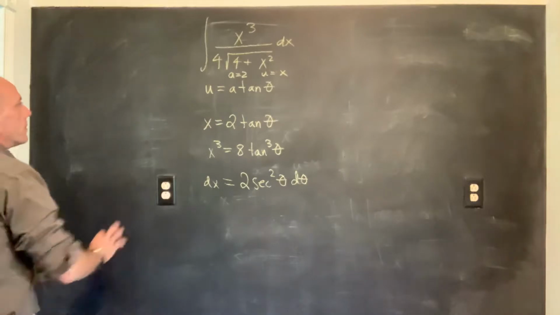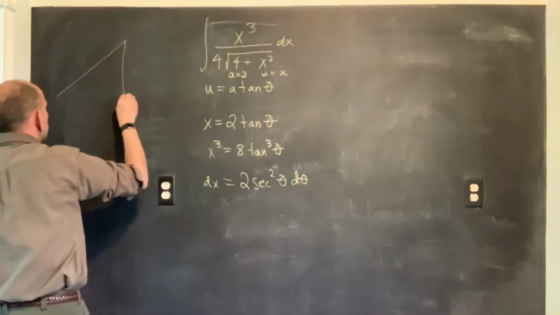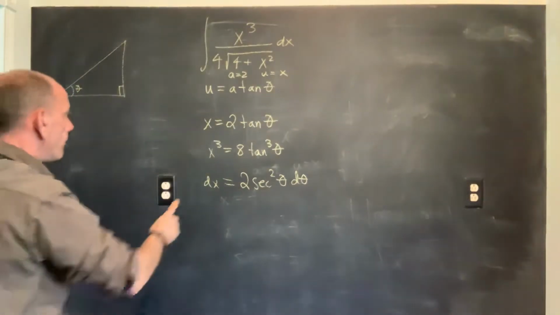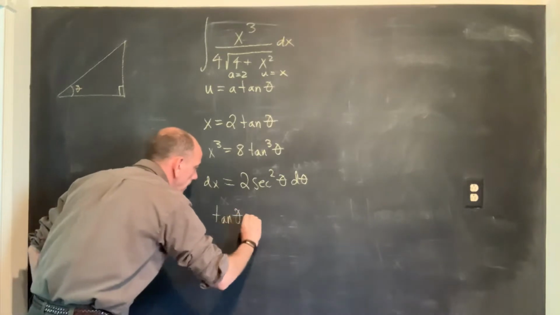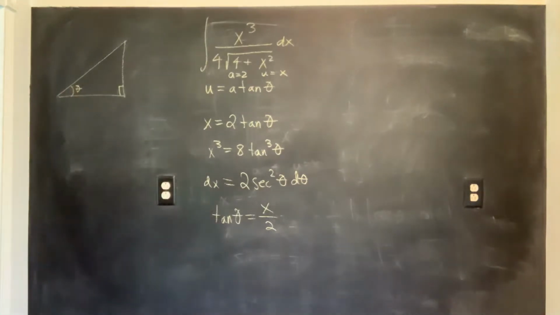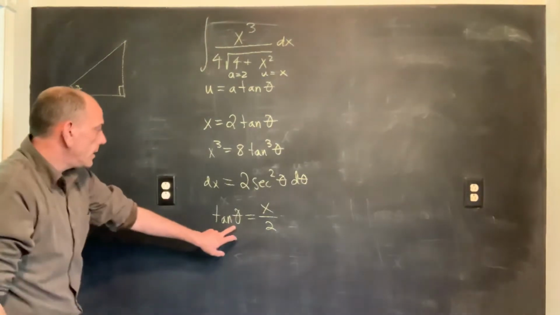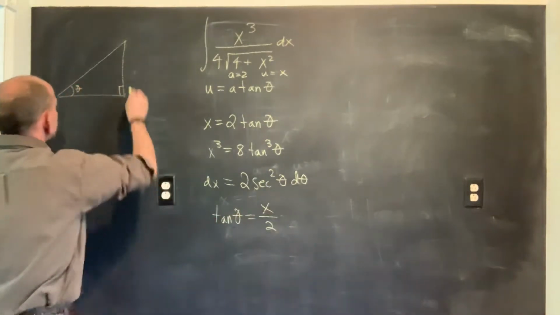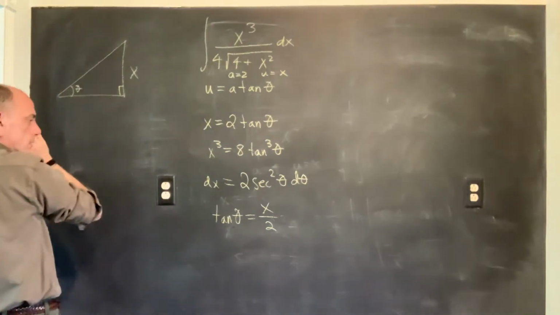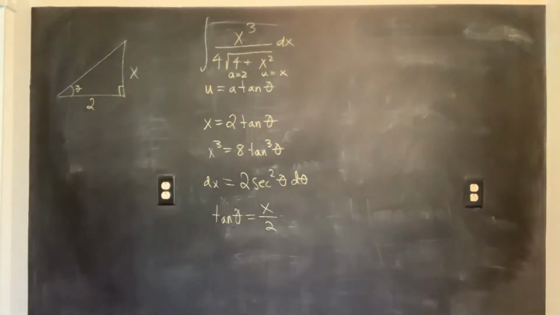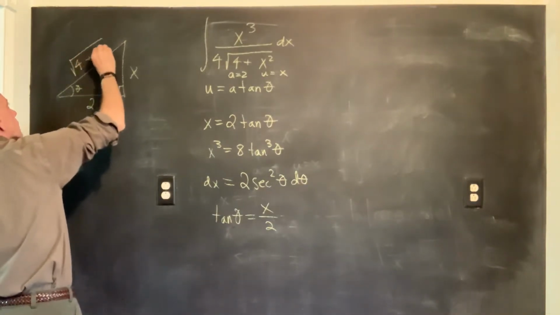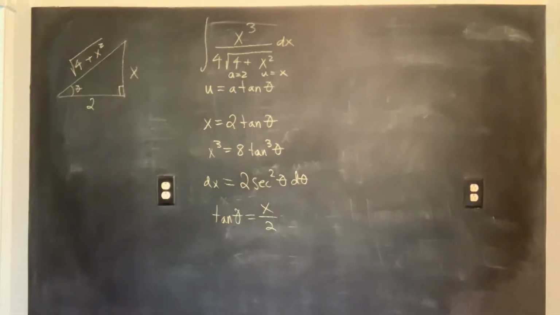All right. That means I'm going to build my triangle. There's my theta. And let's see, I have that the tangent of theta is x over 2 from my substitution right here. So that means the opposite is x, and the adjacent is 2, since tangent is opposite over adjacent. Which means that the third side, the hypotenuse, has to be the square root of 4 plus x squared by the Pythagorean theorem.